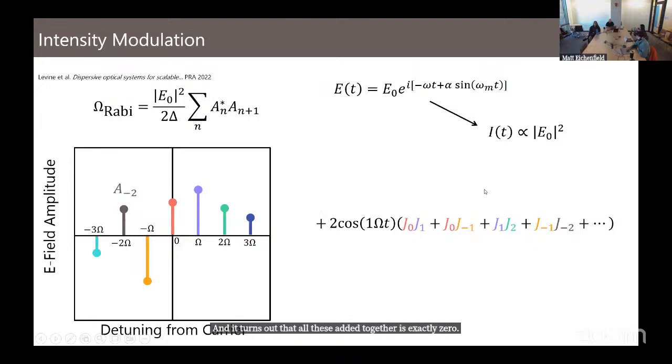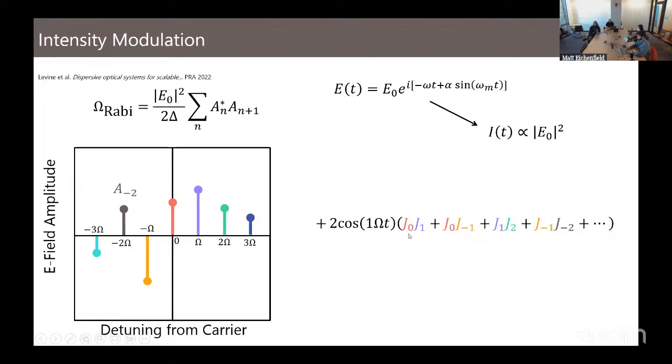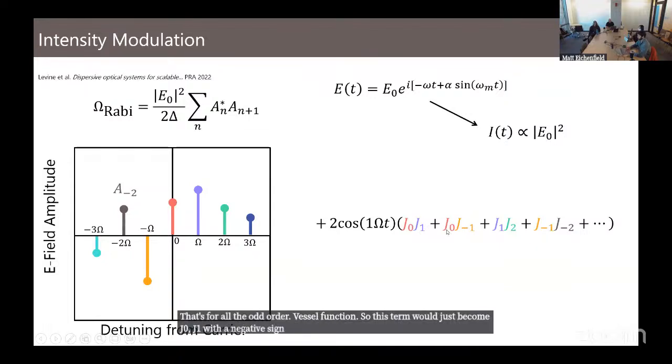And that's because there's a property of Bessel functions that J-1 is equal to J1, but multiplied by -1. And that's for all of the odd order Bessel functions. So this term would just become J0, J1 with a negative sign out in front. So these two would cancel out to 0. Similarly, this one would get a negative sign out front. These two would cancel to 0. So they all add up to 0.